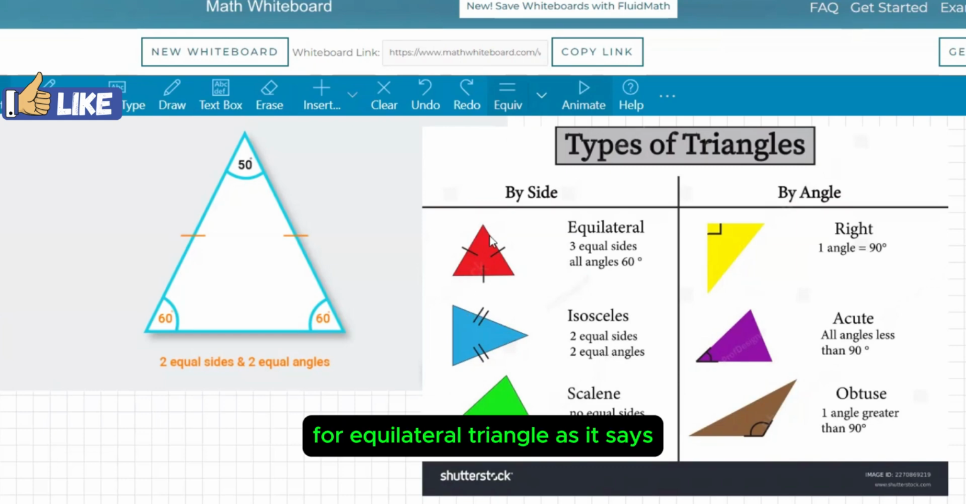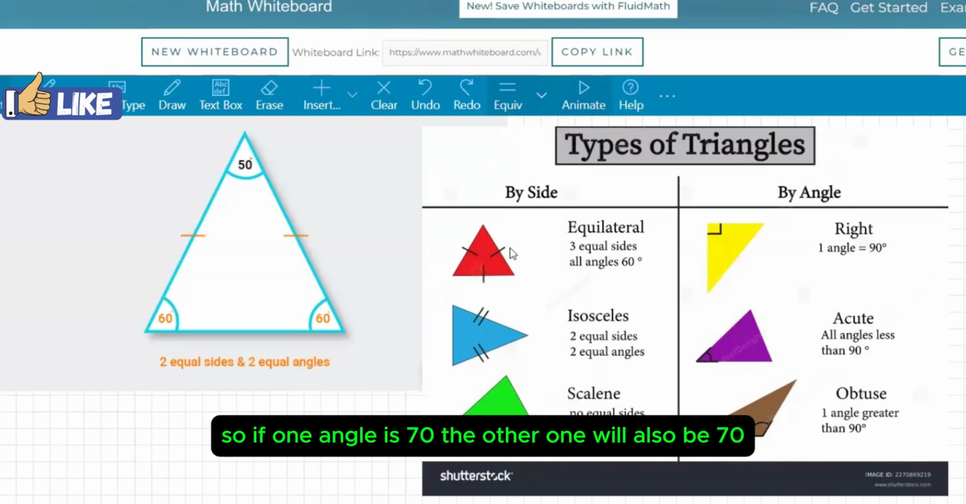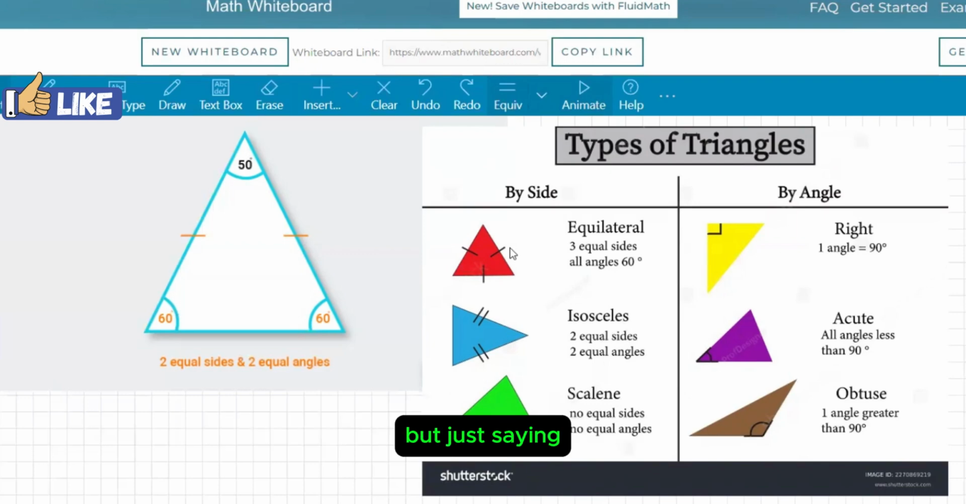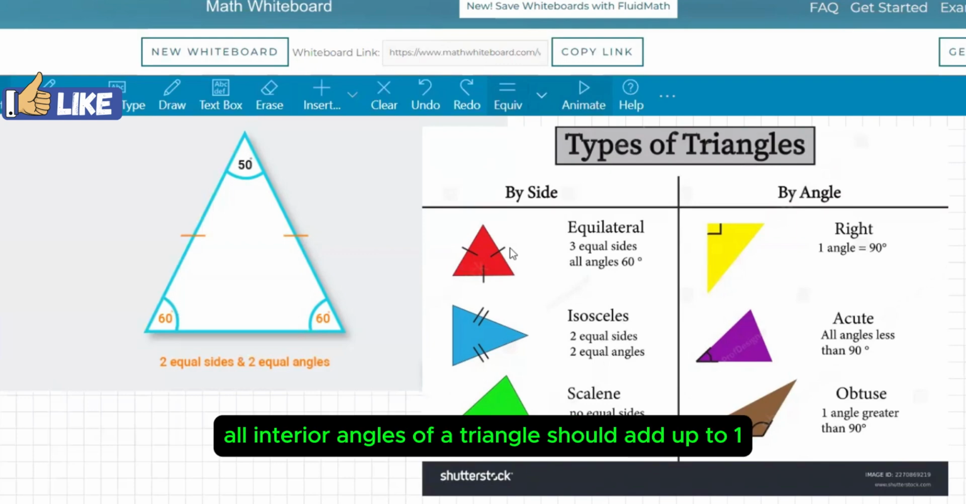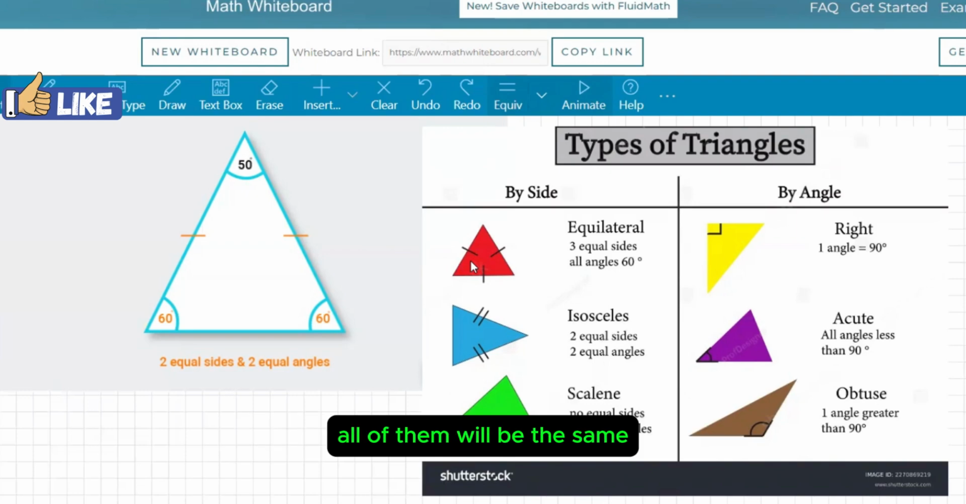For an equilateral triangle, as it says, equi means equal. So all the sides are equal. All three sides will measure the same, and all the angles internally inside the triangle itself will also be equal. So if one angle is 70, the other one will also be 70. But just saying, all interior angles of a triangle should add up to 180. So don't necessarily quote me on the figure I'm saying, because in essence, it should add up to 180. But what one angle inside an equilateral is, all of them will be the same.